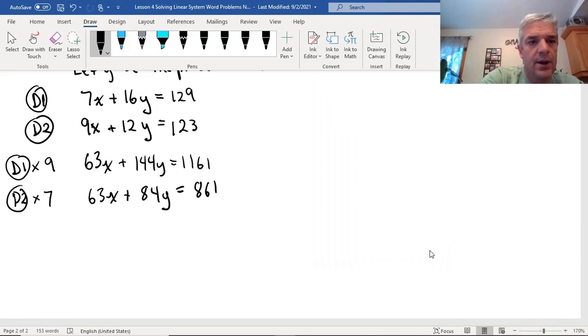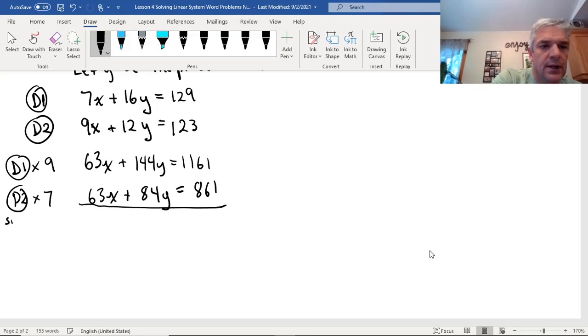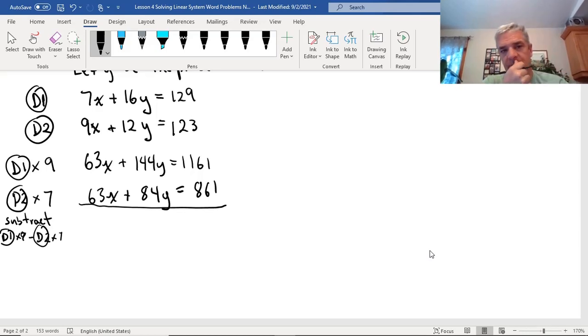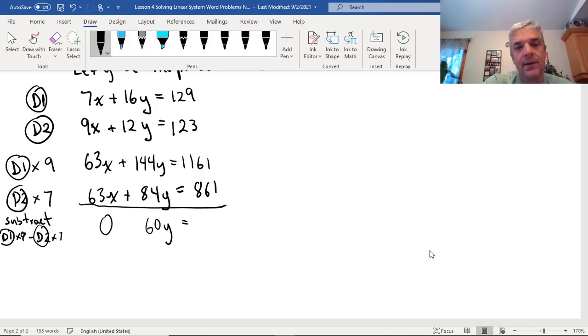And I can see here that now what I'm going to do is subtract, and I should really write that down: D1 times 9 minus D2 times 7. I'm going to subtract these two here. And so 63 minus 63 is 0. 144 minus 84 is 60Y. Okay. And then I'm left with, ooh, what is this here?